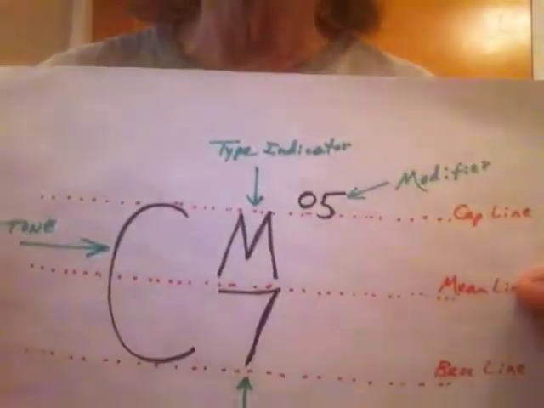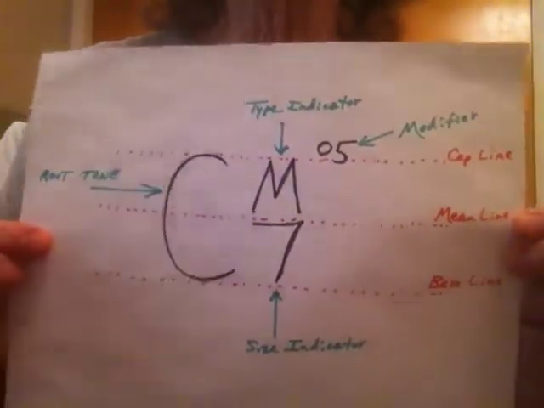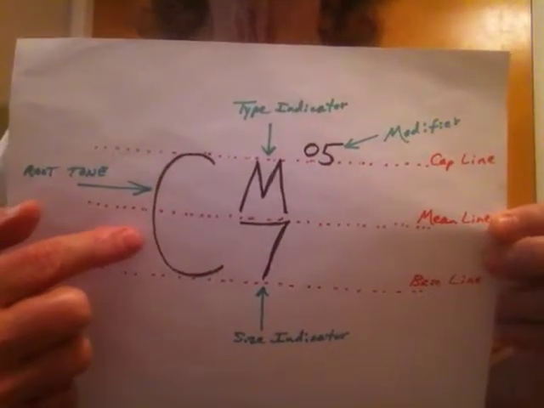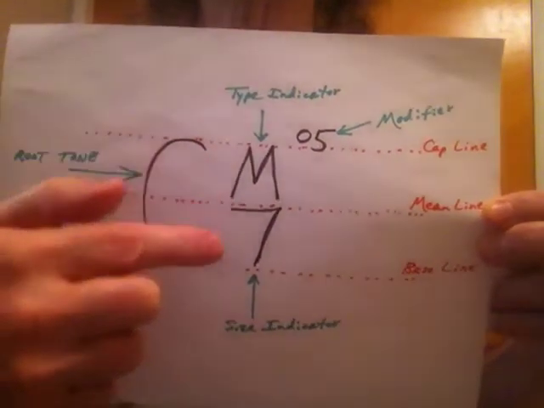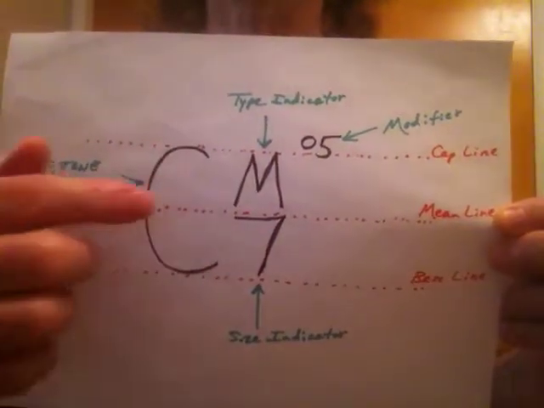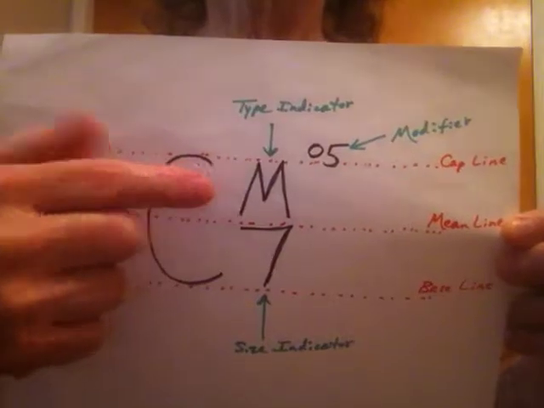Okay, today I'd like to take a little bit closer look at my new chord symbol. I showed you this in a previous video. You have your root tone, type indicator, size indicator, and modifier. So let's look at the type indicators today.